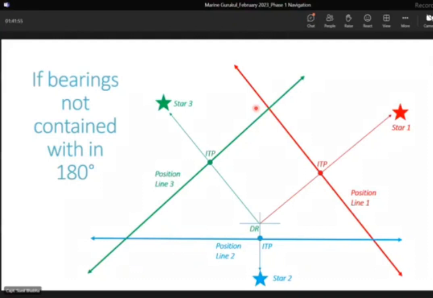Now if you look carefully, the bearings of all the three stars are not contained within 180 degrees. Because it is not possible to draw a line from the DR in such a way that all three of them come on one side of it. It is not possible to do that. The bearings are not contained within 180 degrees. Now how do we resolve this cocked hat?